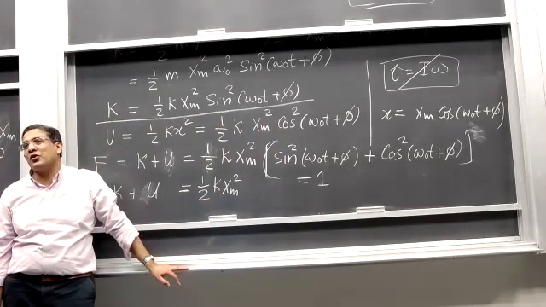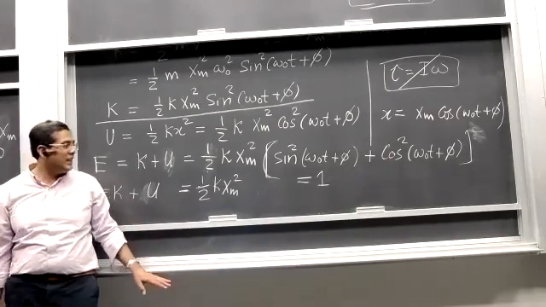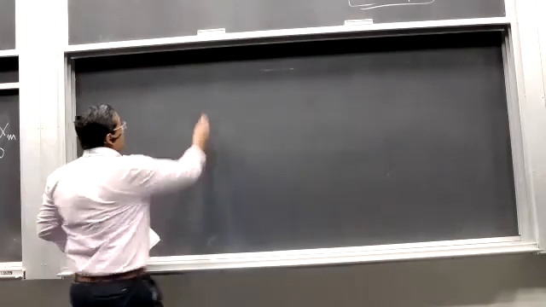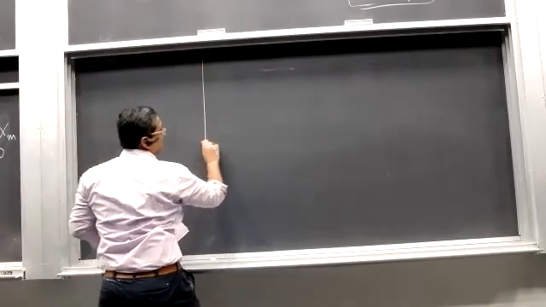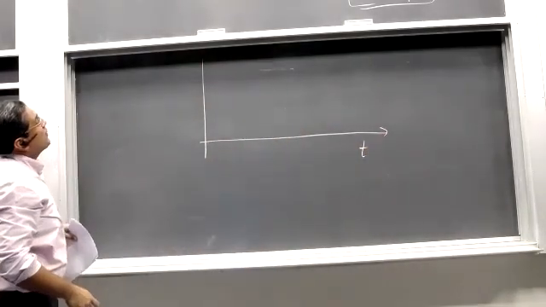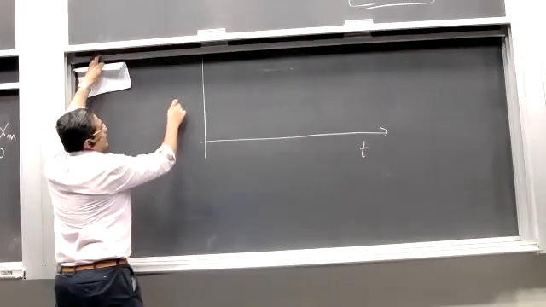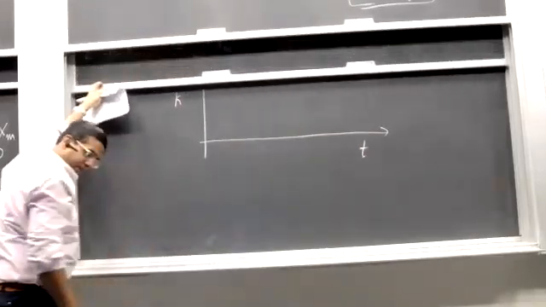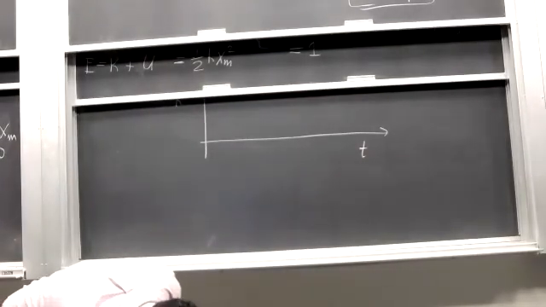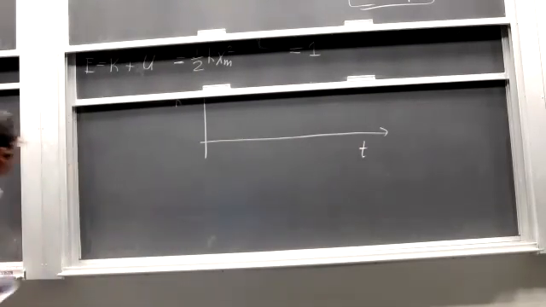Remember, kx is an internal force, minus kx is an internal force. We did not introduce any friction, we did not introduce any driving force, anything from outside. So you could plot kinetic energy as a function of time.